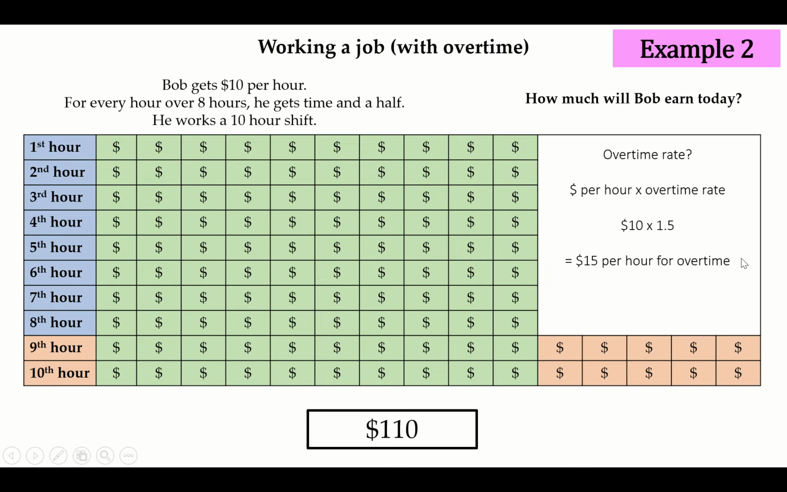Obviously, overtime can be a bit different depending on the information you're given. If it said for every hour over 8 hours he works, he gets double time, then instead of times 1.5, you'd be doing it times 2. You'd just be getting paid more per hour for overtime.